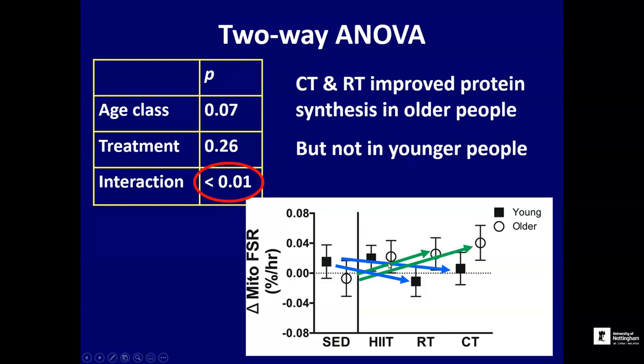The high intensity is actually the least clear-cut result, really. So it's easier to focus on the resistance and the combined training. For those two training regimes, it looks like younger people get lower protein synthesis, if anything, or maybe no change. Older people seem to improve.